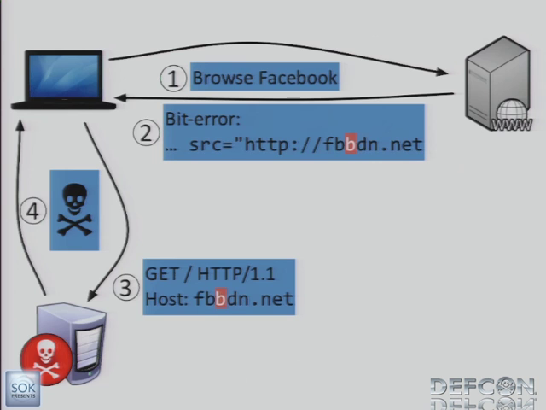And as an overview, you're browsing Facebook. A bit error happens somewhere in the content, either on the cache or maybe somewhere in your memory or maybe when you're parsing HTML. And crucially, when you make the HTTP request, your host header has the BitSquat domain and not the original domain. So what's the actual breakdown of these that we see?